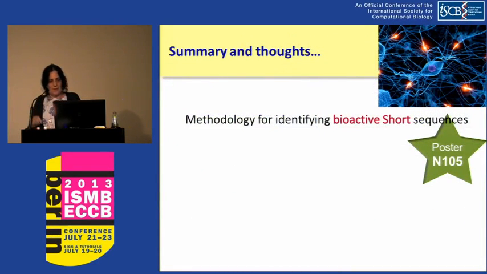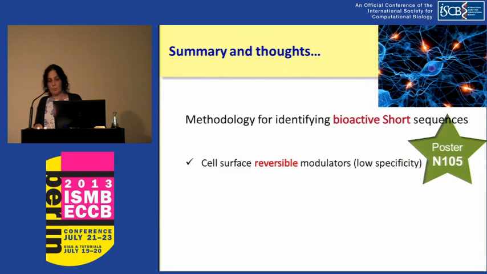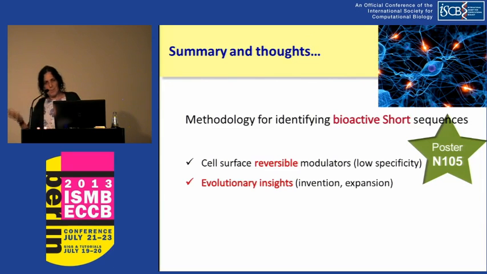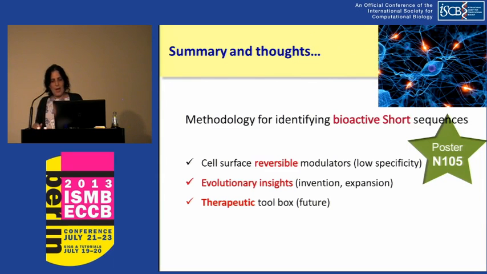So, summary. I showed you a methodology for identifying bioactive short proteins. I showed you how cell surface reversible modulation can be part of our own regulatory mechanism that was a little bit hidden up to now. I showed you some evolutionary insights, such as expansion, invention. I didn't talk about it, but many of them are candidates for a therapeutic toolbox for the future, and they act on the brain, immune system, and cell-cell interactions.